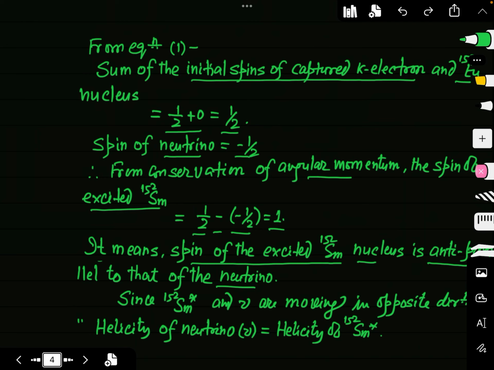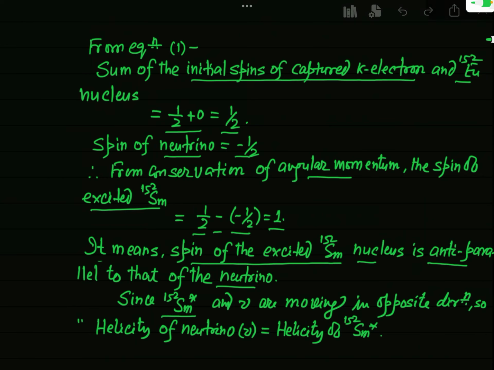Now you can see that this excited Sm-152 nucleus and the neutrino are both moving in opposite directions, as in the figure. As they are moving in opposite directions, their spins are also anti-parallel. So in this condition, you can simply say that the helicity of the neutrino must be equal to the helicity of this Sm*-152 nucleus. This must be the same.